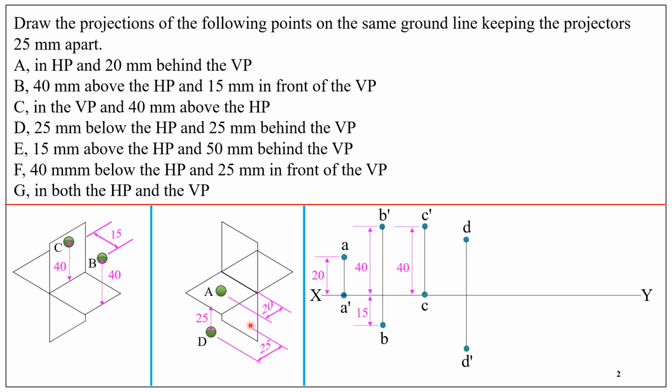What is the distance between the front view D dash and the XY line? It is equal to 25 millimeters. That is the distance below horizontal plane. And what is the distance between top view D and the XY line? It is equal to 25 mm. That is the distance behind VP. Now point E, 15 mm above HP and 50 mm behind the VP.